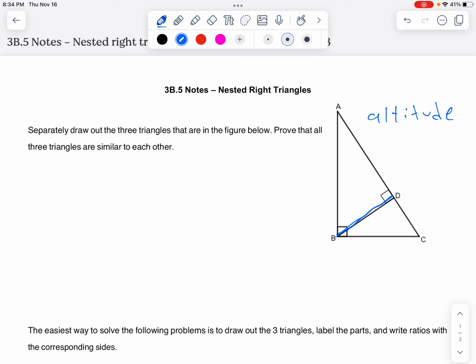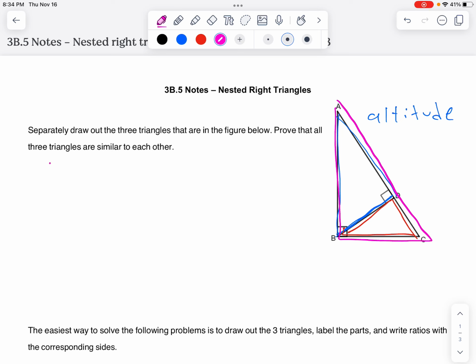What happens is it makes two other triangles, right? This triangle and this triangle. And these two triangles are both going to be similar to the mother triangle. The mother triangle is the one that created it all. So there's the purple one.